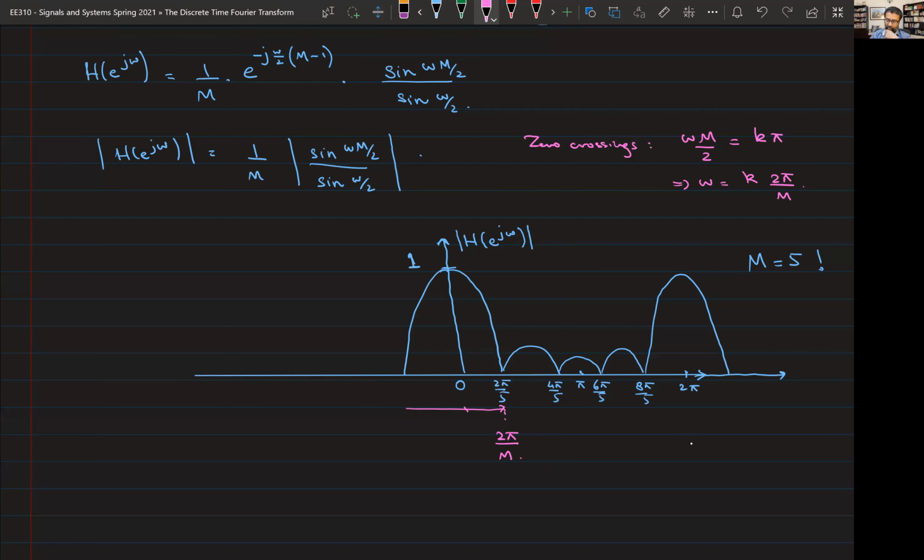All right, so what kind of a filter is it? It's clearly a low pass filter. I mean, it's not an ideal low pass filter, that's for sure. But it is a sort of a low pass filter. And it's the simplest low pass filter that you can think of. And this is the moving average filter. This is called the moving average filter.